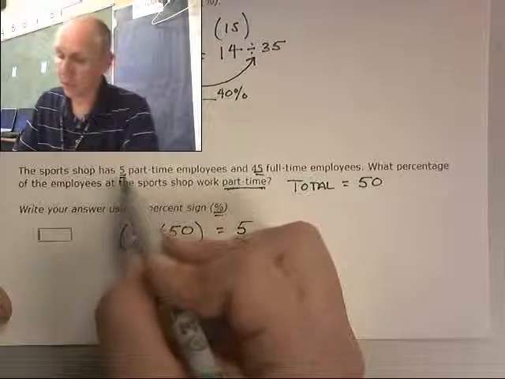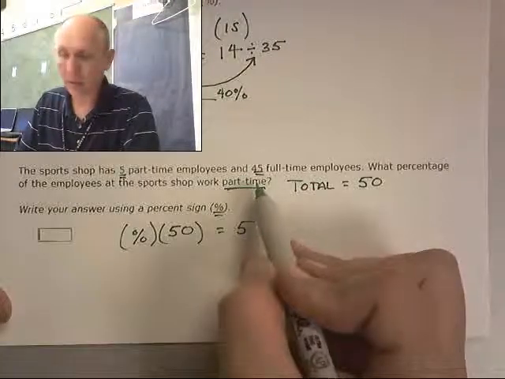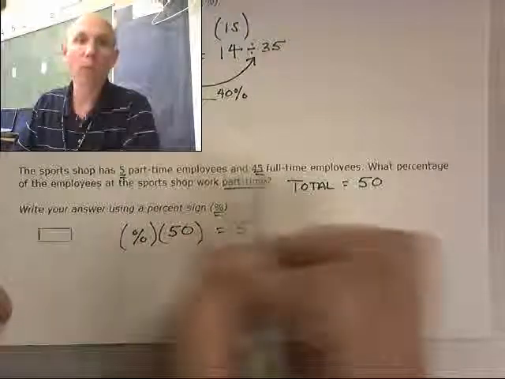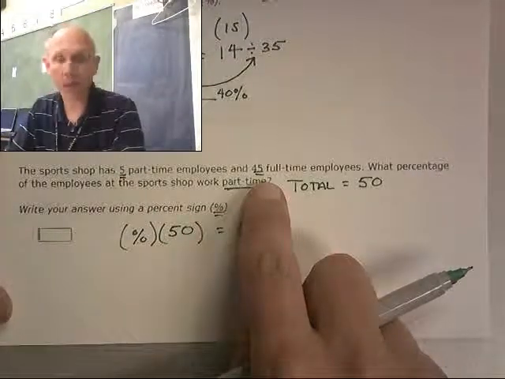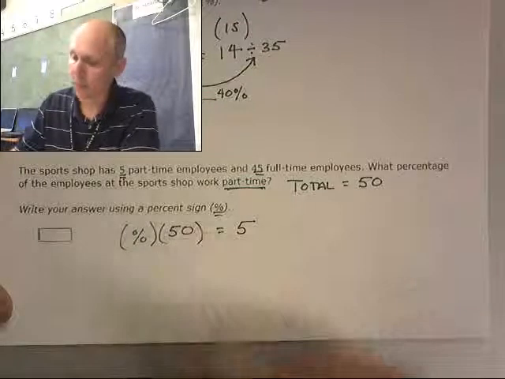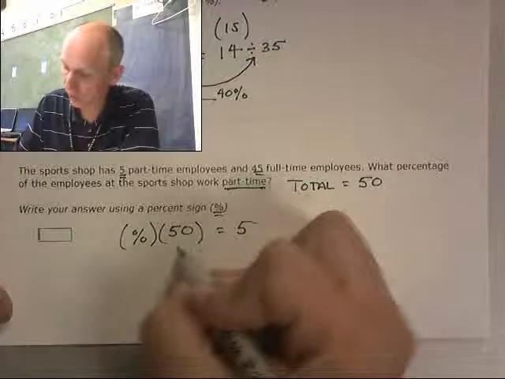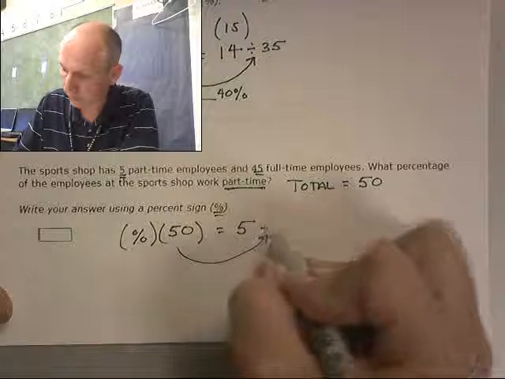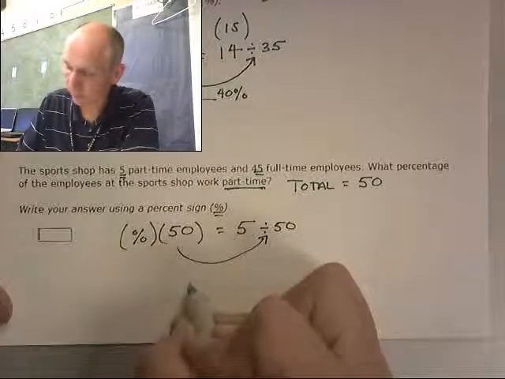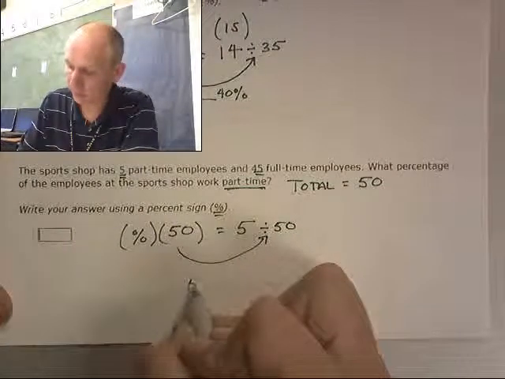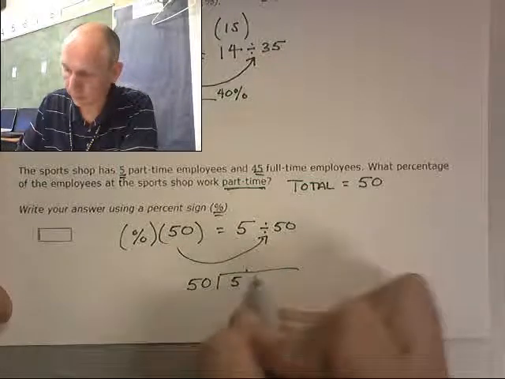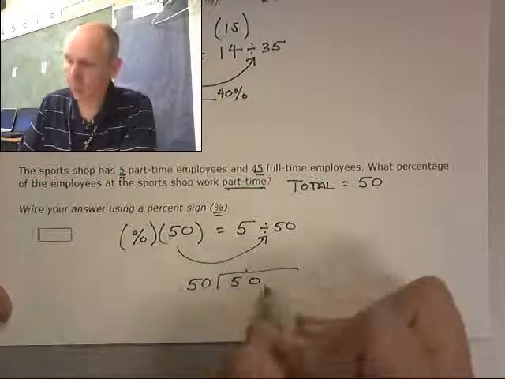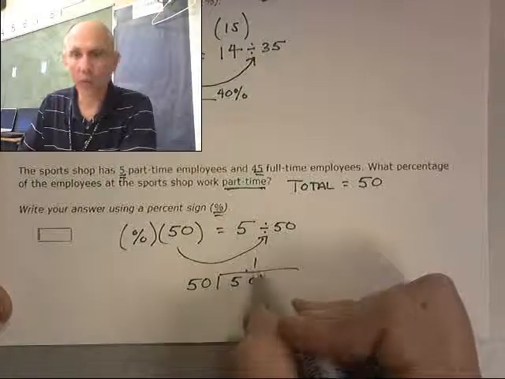So this one's a little bit different because I had to add the two numbers together. I had to find out what my total number was, and I have a total of 50 employees. Well, let's do this math here. Ready? Is this a division? Sure feels like 10%, doesn't it? 50 goes into 50 one time. 0.1 is 10%.